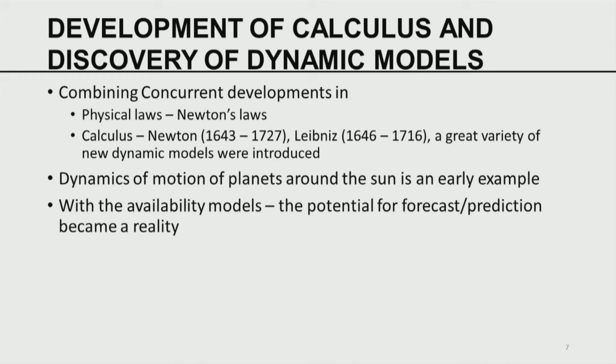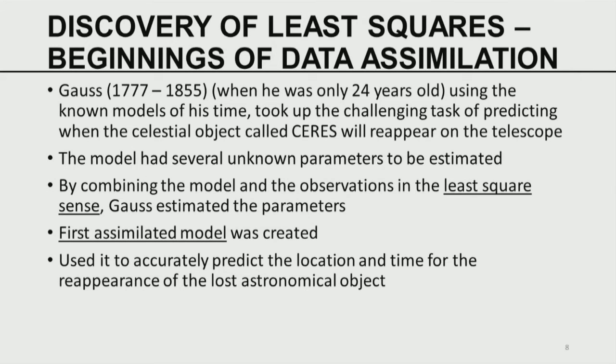So once we have models, the potential for prediction or forecast, forecast and prediction are essentially the same, two synonymous words, and the ability to predict became reality. So we are able to predict some of the aspects of the geophysical systems starting as early as Kepler, as early as Gauss, as early as Newton. We talked about models, data mining, process based models and empirical based models and so on. Now I would like to talk about data assimilation, the birth of data assimilation.